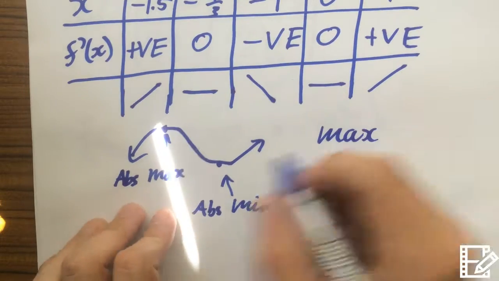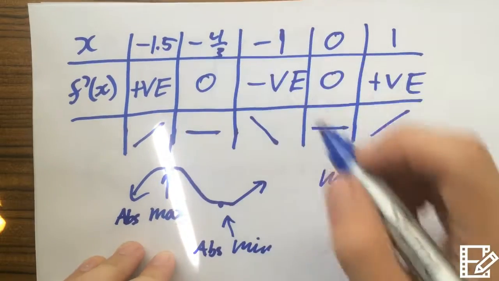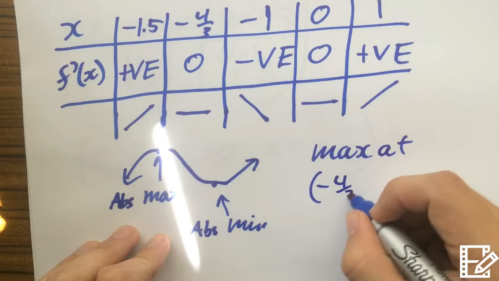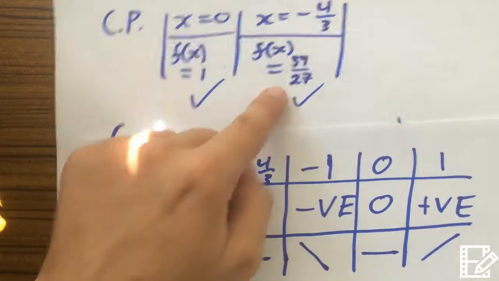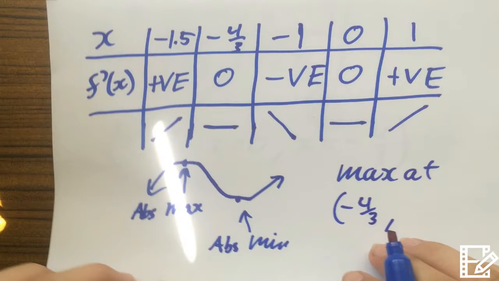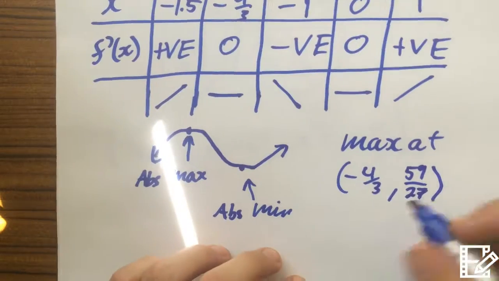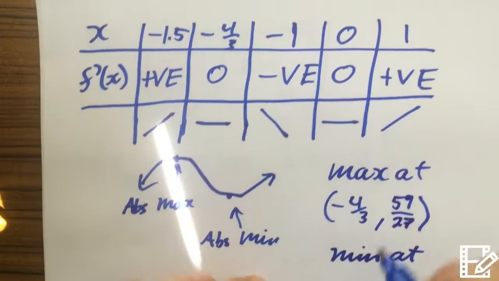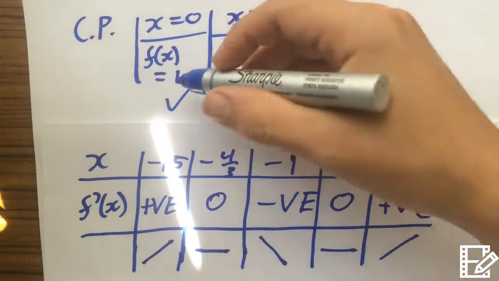Anyway, so the maximum here is at x equals -4/3. We'll do it in coordinates. And what was the 59/27? Is that right? 59/27? Yes. And the minimum is at x equals 0 and y equals 1.